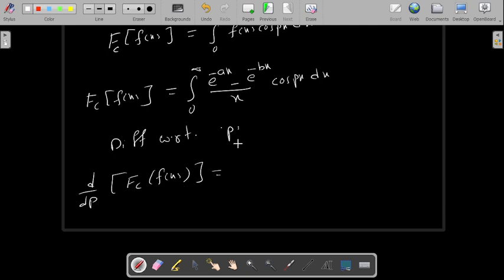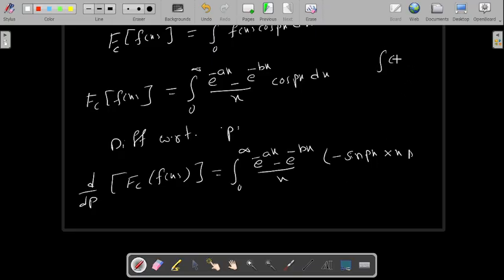Here, when you are differentiating with respect to p, this e power x is constant. Integral 0 to infinity of (e power minus ax minus e power minus bx) by x into cos px differentiation. With respect to p you are differentiating cos px, which gives minus sin px, and with respect to p the quotient is x into x.